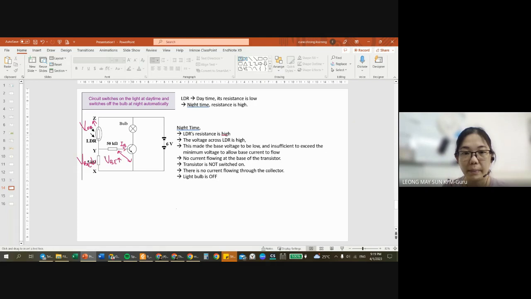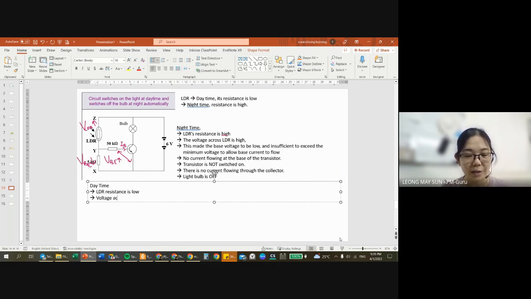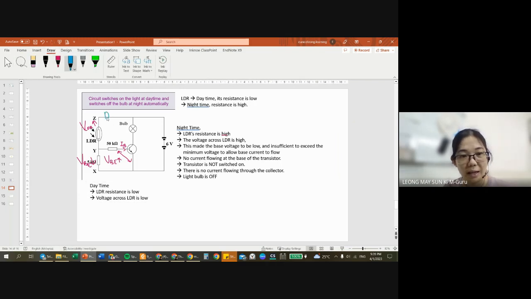So this one is the bulb from just now. Just now, at nighttime, the light bulb is on. But right now, the light bulb is off at night. At daytime, let's see what happens at daytime. During daytime, LDR resistance is low. When the resistance is low, the voltage across the LDR is low. So let me scribble. During day, when the LDR resistance is low, the voltage across the LDR is low.